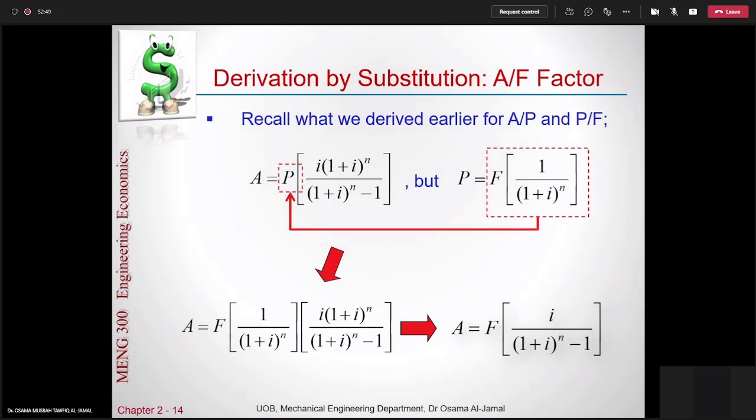And of course, the calculator will give you a direct answer for this. You don't have to write the formulas. What is required from you? Cash flow diagram, standard notation, the final answer.